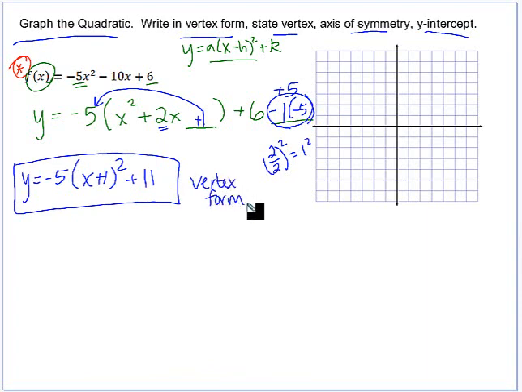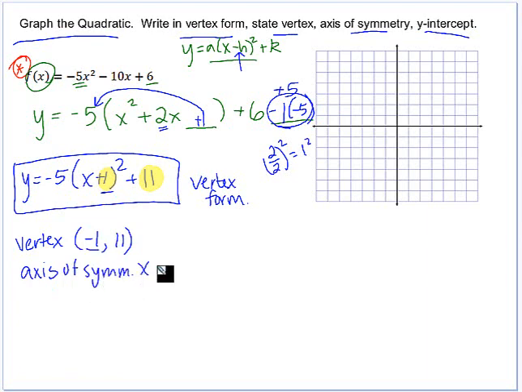Now in vertex form, it's very simple to see where our vertex is. It's just (h, k). So if we take a look, in here, our h and our k are right there. Recall that in the standard form here, it's a(x minus h), so we have to take the opposite sign. So this would be a vertex at (negative 1, 11). Your axis of symmetry here is whatever your h value was, so x equals negative 1. And your y-intercept is, when you are starting the equation, whatever your c value is. So your y-intercept here is 6.